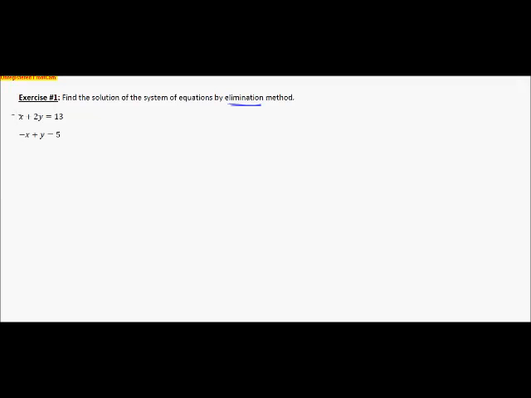Alright? So if you look in front of this x, you have a 1, and in front of this x, you have a negative 1. Well, if you take the absolute value, you get the same number. You get a 1. So that's what you want to happen. So this one, very easy. I can take these two equations. In fact, I'm going to rewrite them over here. x plus 2y equals 13, and negative x plus y equals 5. And I'm going to add these two equations together.